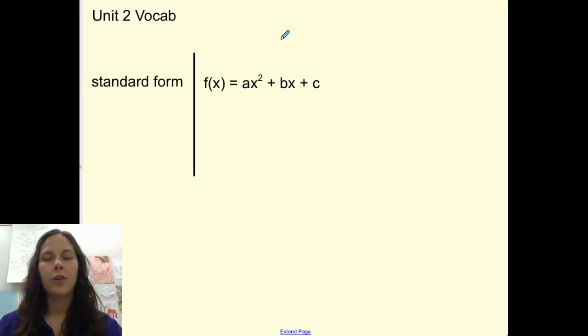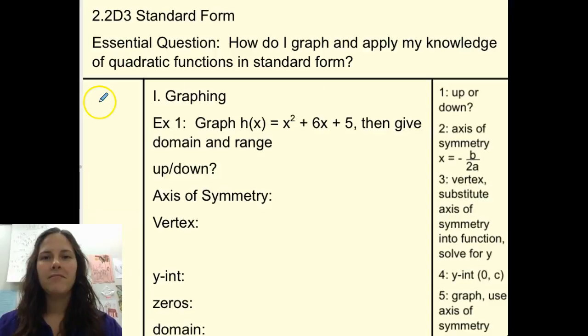Our final form for quadratic functions is standard form. This is when it's multiplied all the way out, there aren't any parentheses left. We have ax squared plus bx plus c. You may recognize this form from when we used our quadratic formula. Our essential question today is how do we graph and apply our knowledge of quadratic functions in standard form?